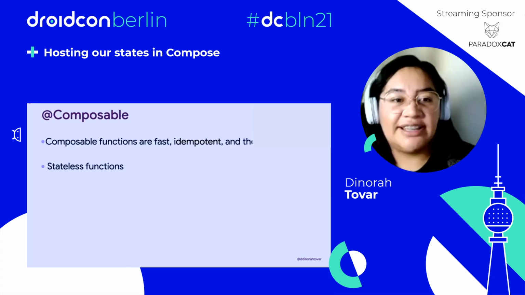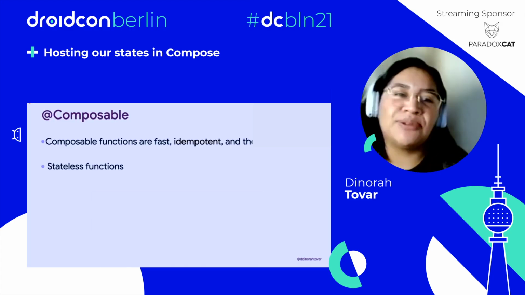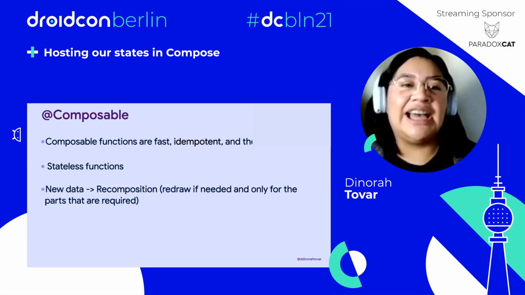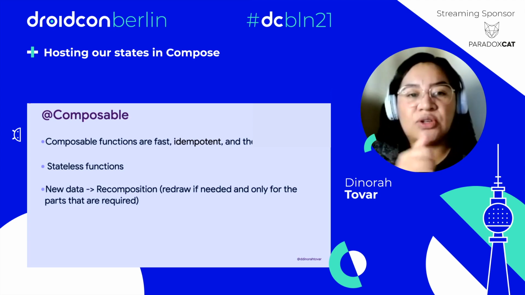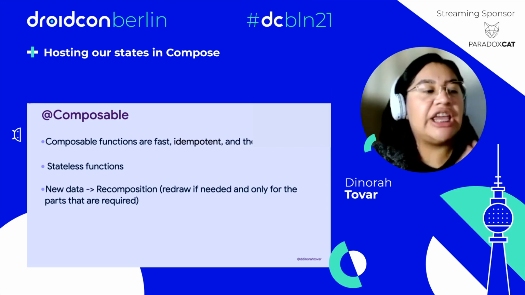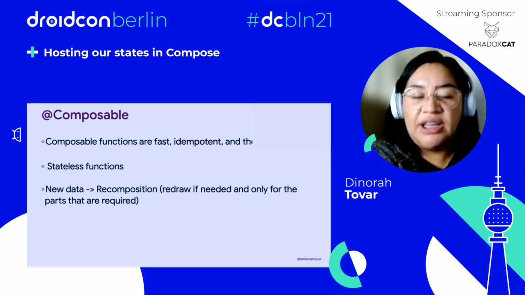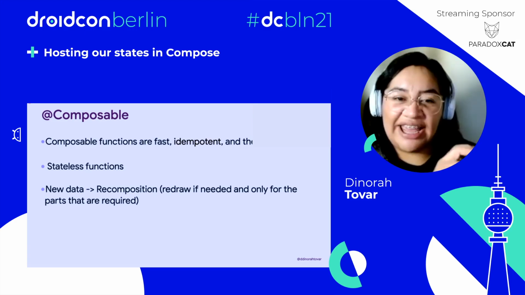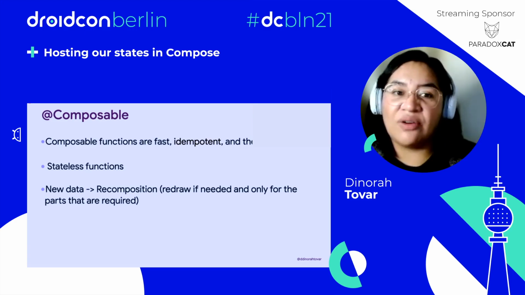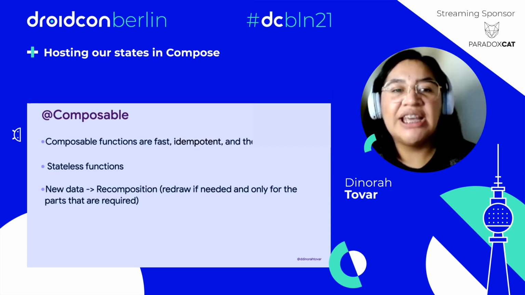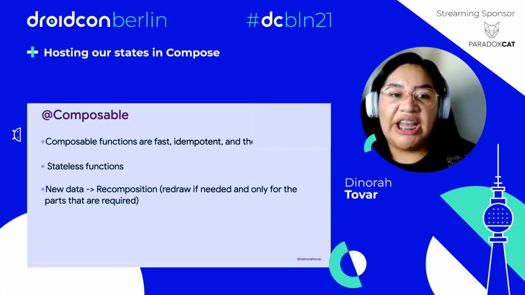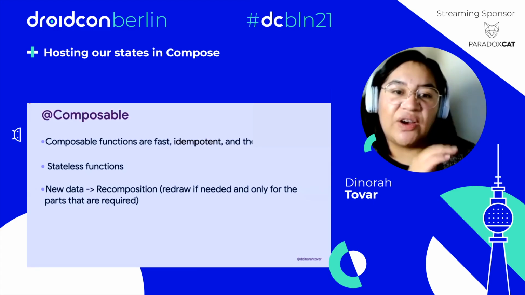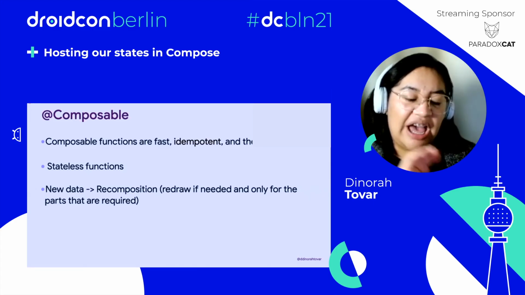Usually we want to have composable functions that are stateless, but you can have a stateful one there. It's quite common. Usually for composable functions, if you push new data to the composable, you are going to have a redraw of the function, right? This part is called recomposition. This is only happening if the data has changed. So you need to be aware of this.